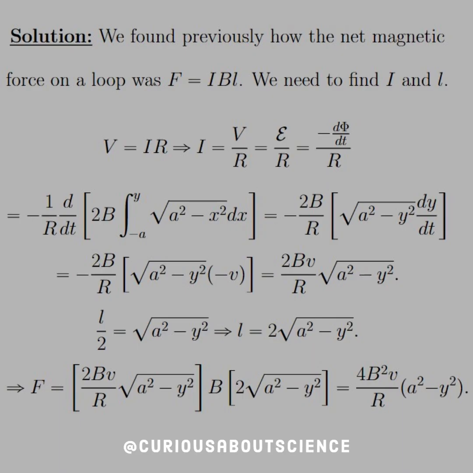So here, what we found for the solution previously is that the net magnetic force on a loop was F equal IBL. I'll go ahead and reference the question for you so you can see it. But what we need to do is find I and L. Okay, so since V equals IR, we can find I from V over R.